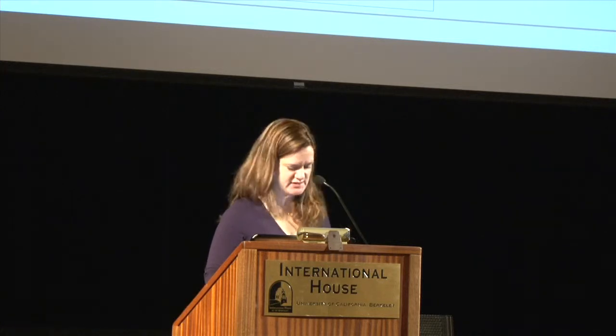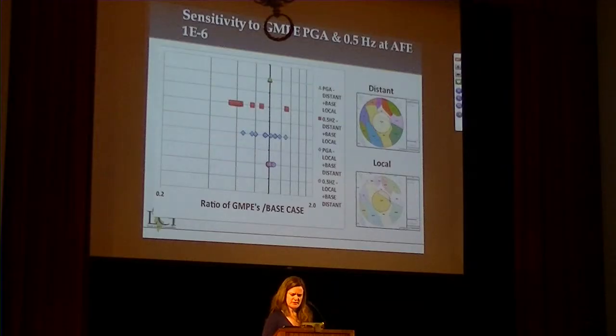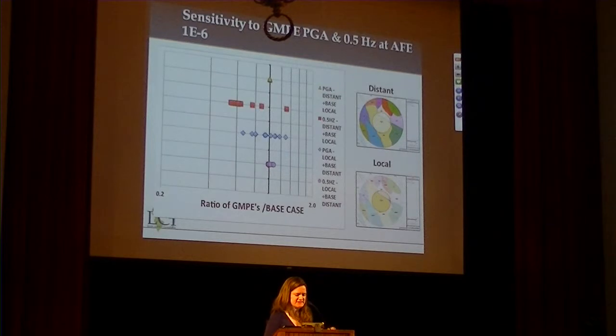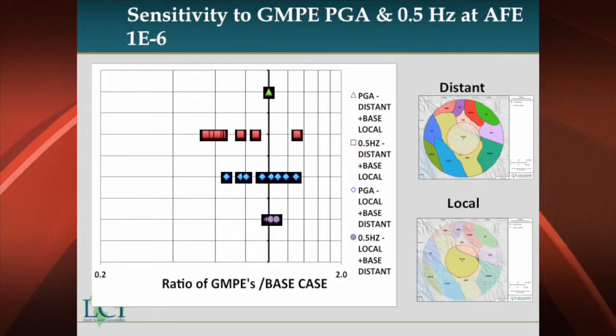Okay, I'm moving to the next slide, or the next sensitivity. And this is at 10 to the minus 6. So if I go to 10 to the minus 4, this is what the tornado plot looked like. Moving to 10 to the minus 6, the distribution just becomes a little bit more constrained.